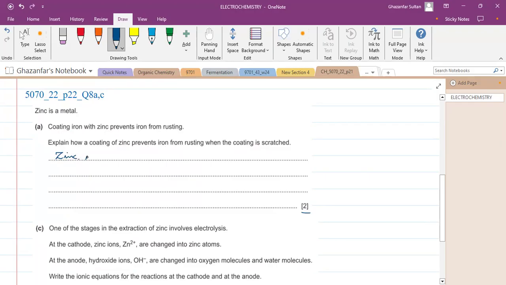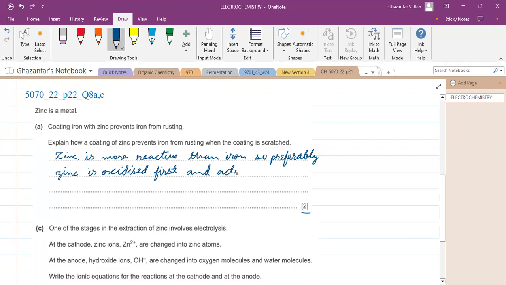zinc is more reactive than iron. So preferably zinc is oxidized first and acts as a sacrificial metal.